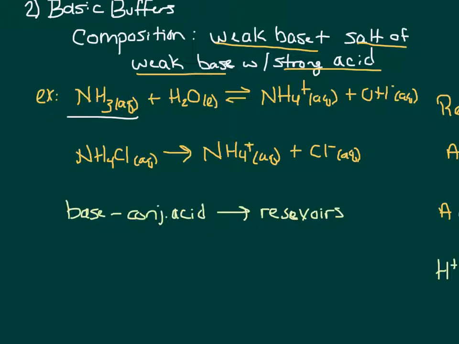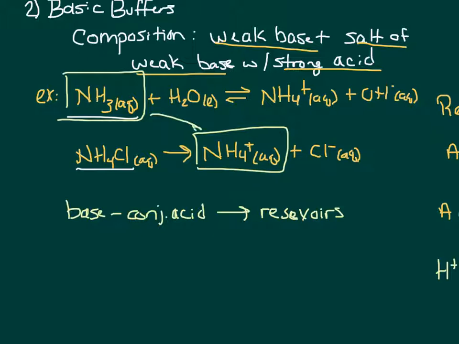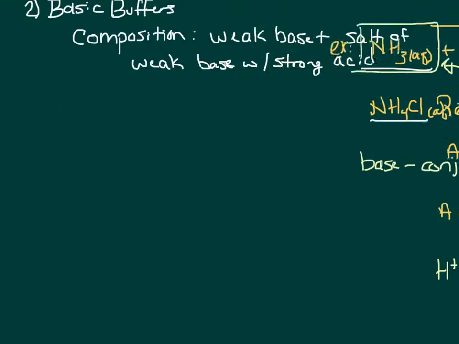Here we have the salt of a weak base with a strong acid, chlorine. So here we have NH4Cl, which breaks down into NH4 plus and Cl minus. So once again, we have our conjugate base acid pairs, where we have our weak base present and then we have our conjugate acid pair to that base. And so no matter what we add, we have the ability to buffer acids or bases.